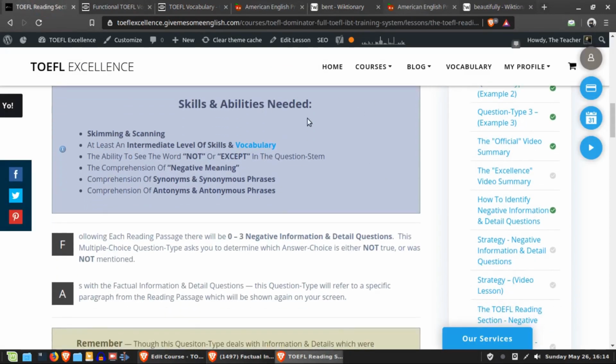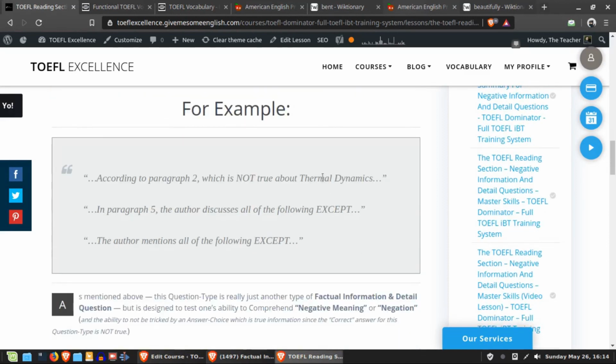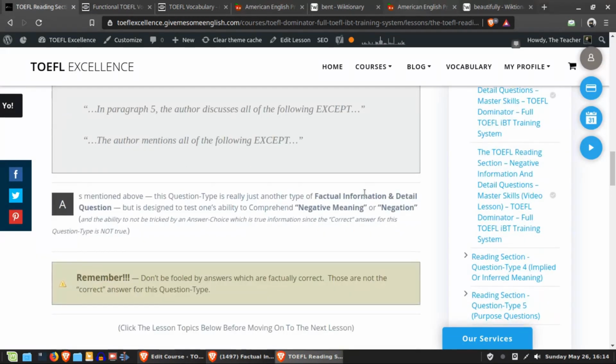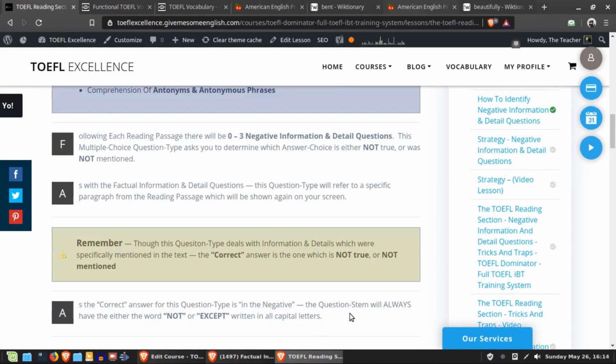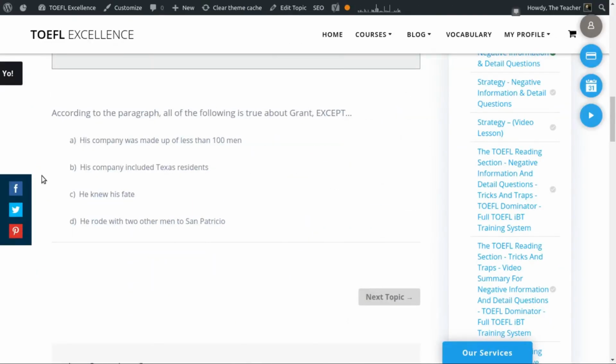So just as a quick summary, you'll need to use your skimming and scanning skills. You need to have a good vocabulary. You have to identify that it says not or except. You have to comprehend that they're looking for the false answer, not the correct answer. And you're going to have to use synonyms to find the answer in the reading passage. So you look at the different answer choices.